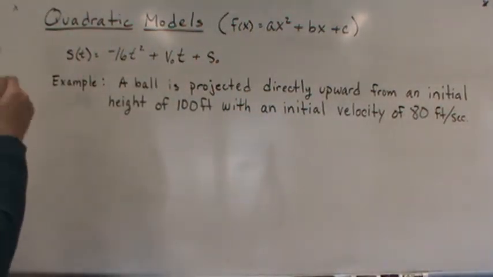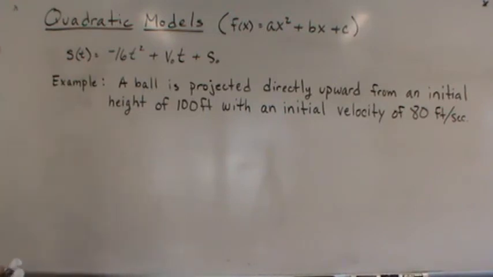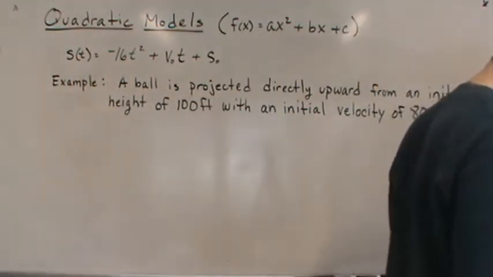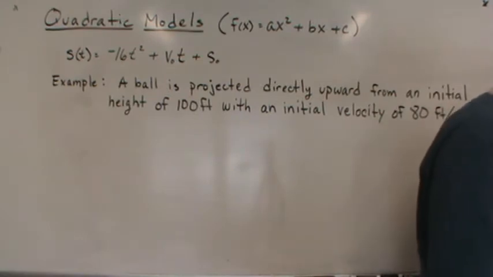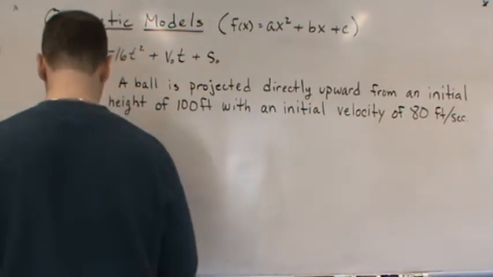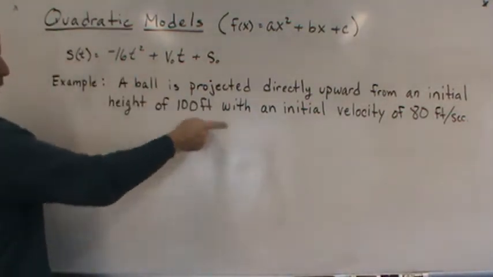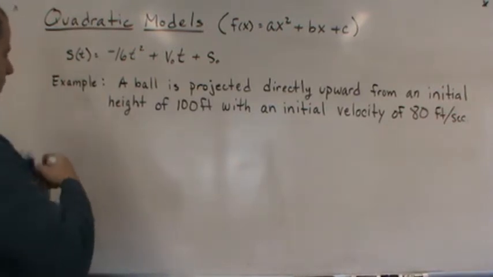So the first thing is we want to write this function with all the pieces put together. That's part A. Part A says, give the function that describes the height of the ball in terms of t, in this case t seconds. Well, all we're going to do is take this function here and plug in the values that they give us.